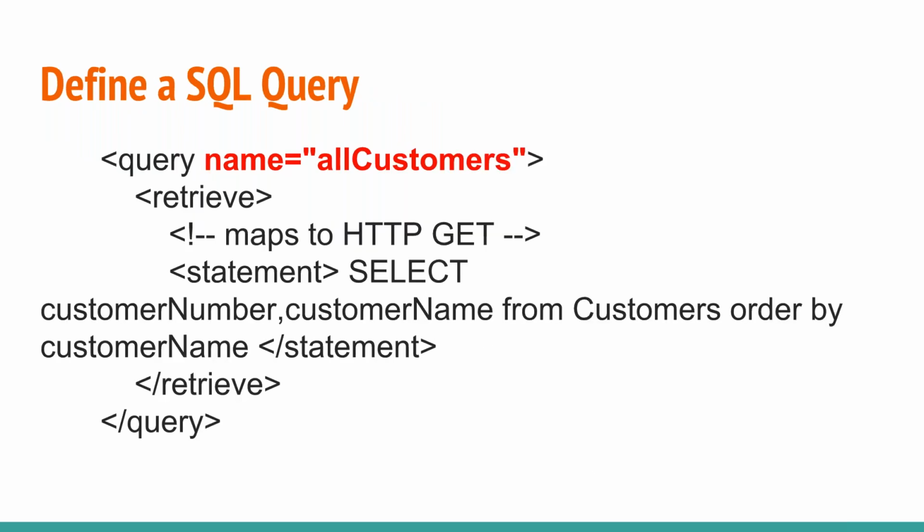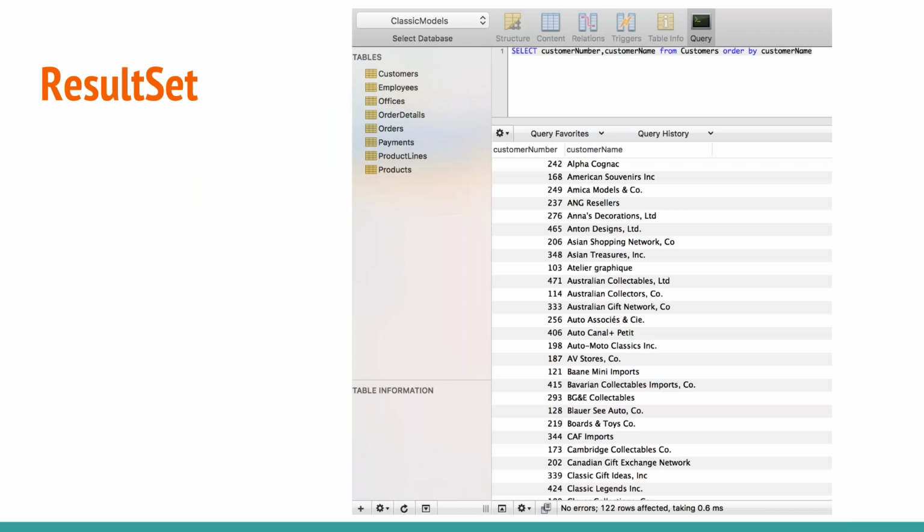Okay. The other thing that you obviously need to be able to do is to define an actual SQL query. So queries have names in the configuration of the database connector. In this example here, the name is all customers, and the query itself is what we call a retrieve query. It's a pretty straightforward query. Select customer number, customer name from customers, order by customer name. In this case, retrieve query maps to an HTTP GET, and there are other queries which map to other HTTP methods, which we'll talk about in a second.